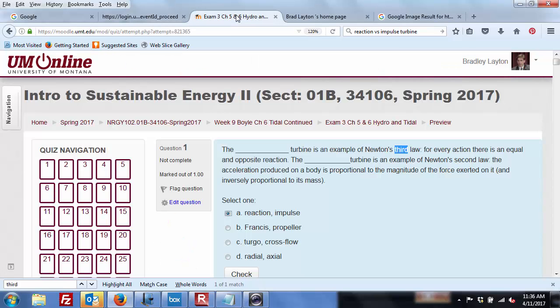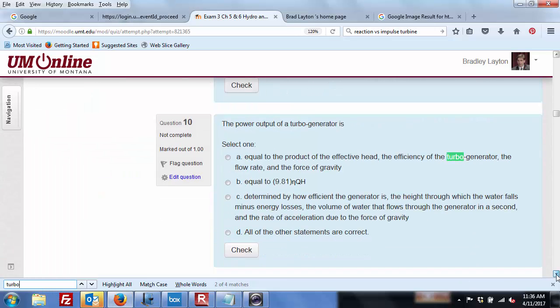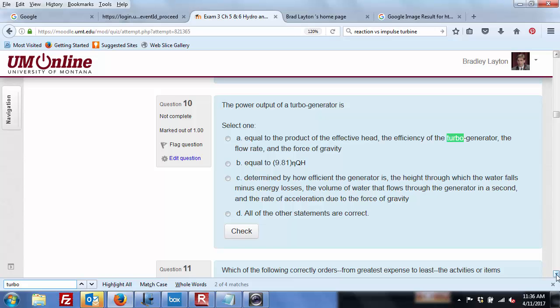All right, I got a couple more. Okay. The power output of a turbo generator is. I think it might be all of the above. Okay, equal to probably the efficiency of the turbine, the flow rate, and the force of gravity. That looks a lot like B. Determined by how efficient it is, the height it falls, minus the energy losses. Okay, volume of water, and the rate of acceleration.